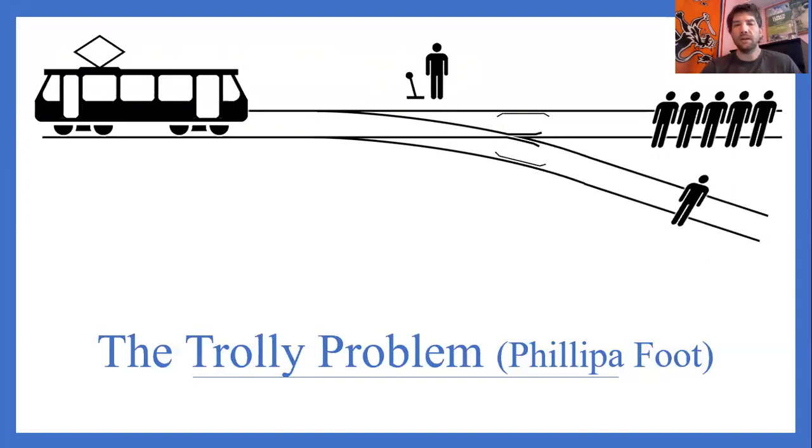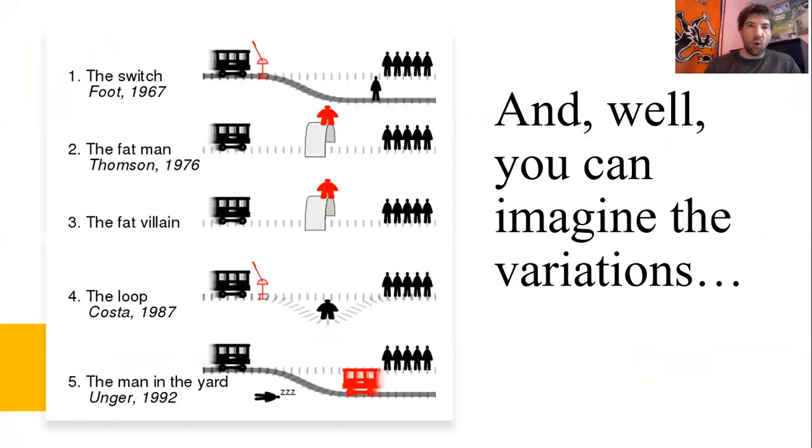Why flip the switch? Well, because killing one person is better than killing five. It's a kind of utilitarian or consequentialist logic: you're essentially saving a net of four lives if you flip the switch. Okay, so you can imagine all the variations on this thought experiment. I won't spend a lot of time on this, but it may be something fun to do with folks that you're around.